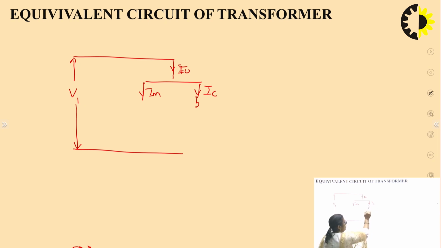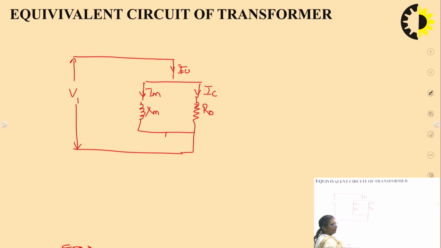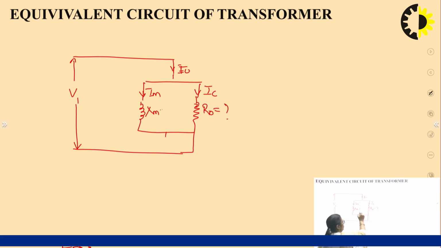And the core loss component is the active component and the magnetizing current is the reactive component, right? Given this core loss component is given by say R naught and this is given by XM, right? So if at all I see what is the voltage across these two components, that is nothing but V1. Now the question desires what are these components, R naught and XM, right?